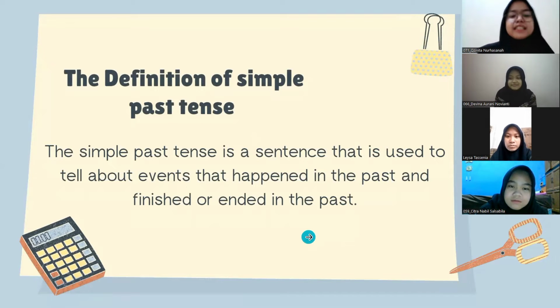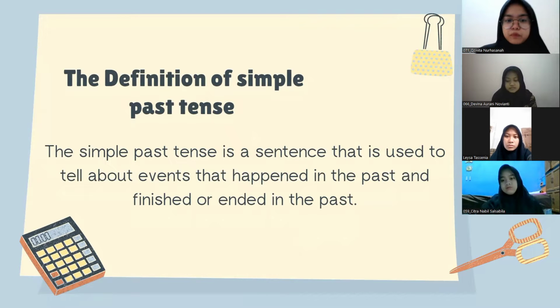Simple past tense is a sentence that is used to tell about events that happened in the past and finished or ended in the past. So the past tense is used when you are telling a story in the present about past activities. Jadi simple past tense ini adalah kalimat yang kita gunakan untuk menjelaskan kegiatan yang sudah lampau seperti itu.